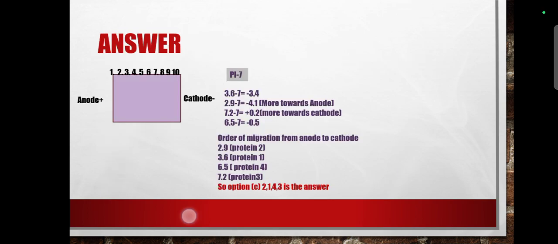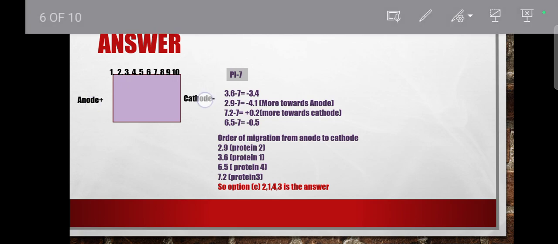So let us see how to solve this question. First of all, you should keep one thing in mind: the anode is the positive terminal, the cathode is the negative terminal.